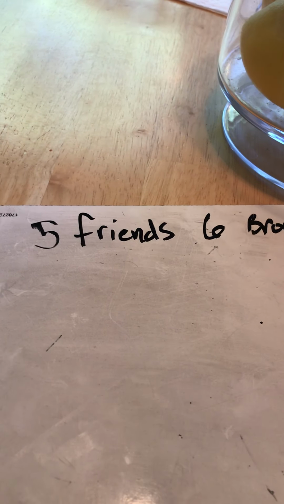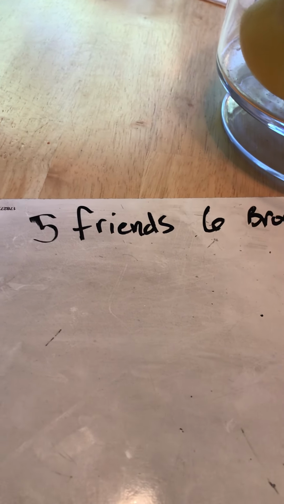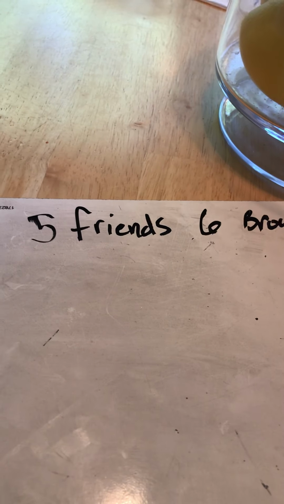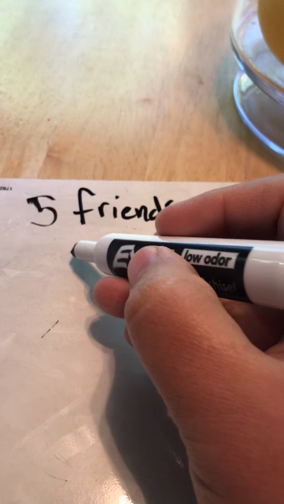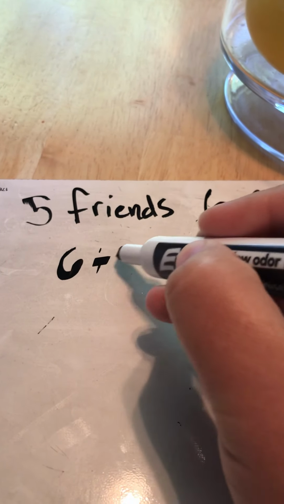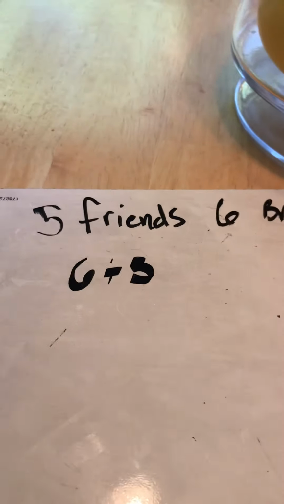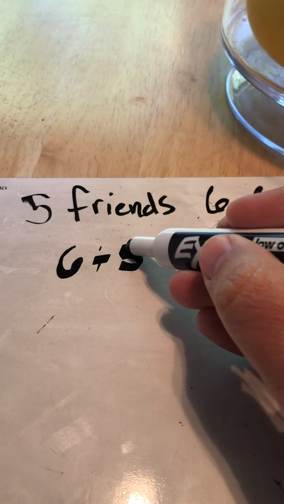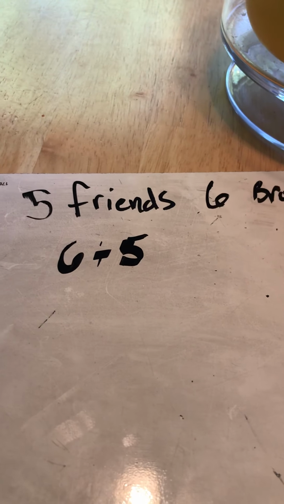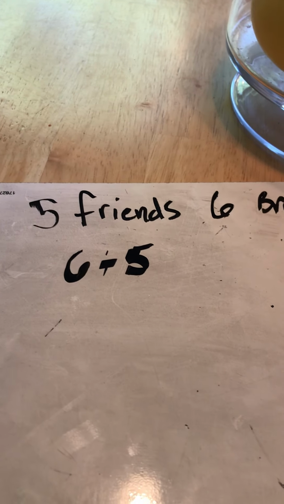So, what are we going to do here? How are we going to solve this? What would a picture look like for this? So you might want to just go to your traditional equation, and you would say, well, it's 6 divided by 5. Because we have 6 brownies and we have 5 friends. So we would solve this problem.